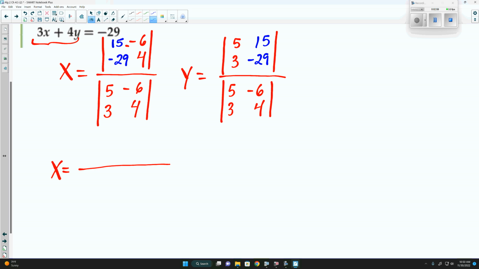So here, for x, we're going to take the diagonal, so 15 times 4 minus, going the other way, -6 times -29. In the denominator, we would have 5 times 4 minus, the diagonal going the other way, -6 times 3.